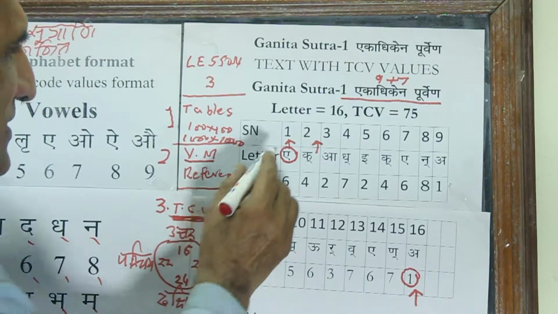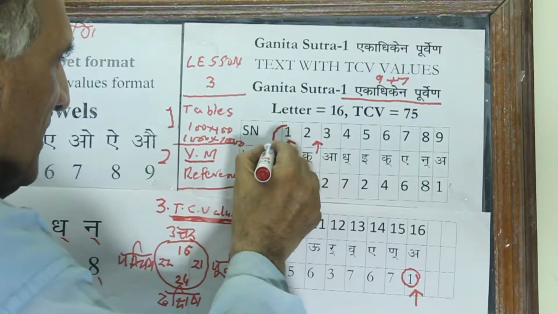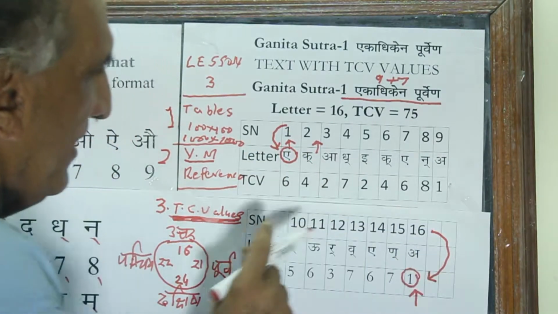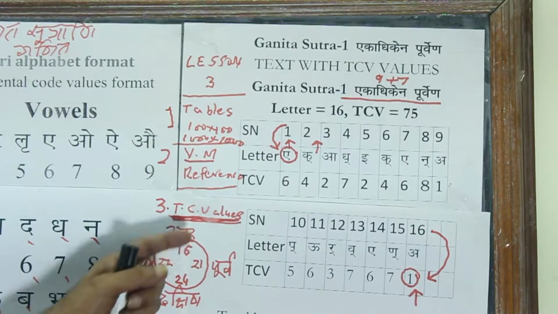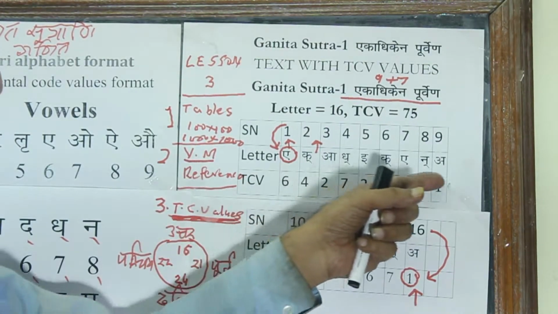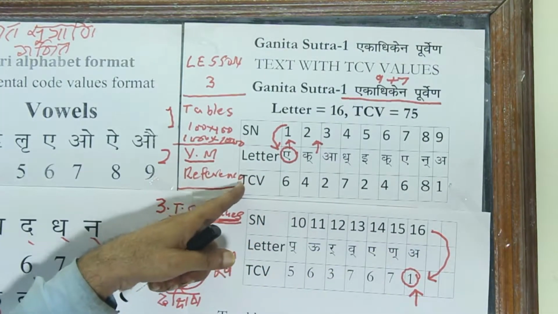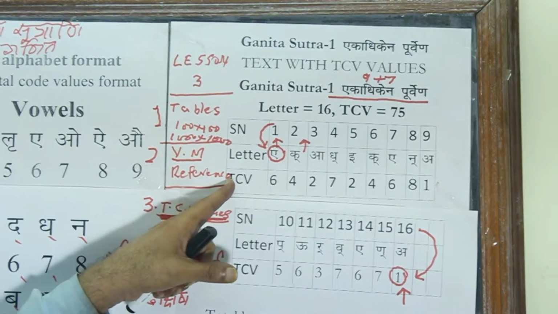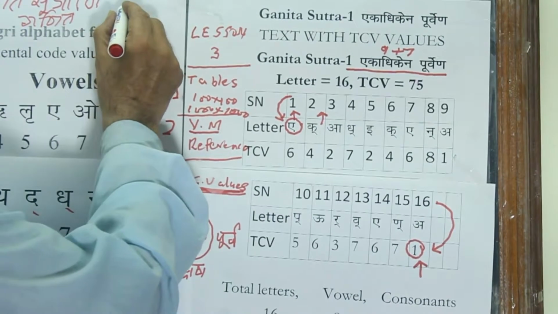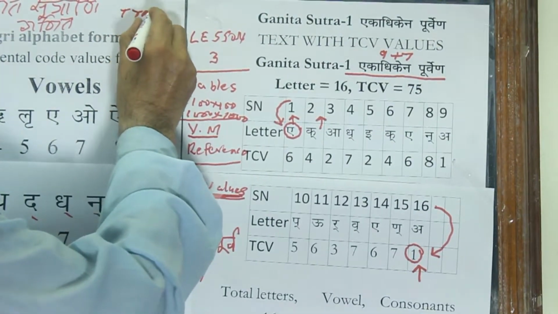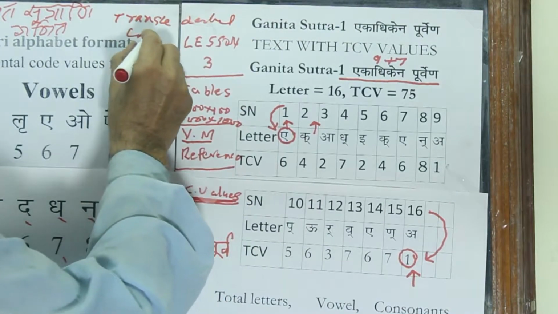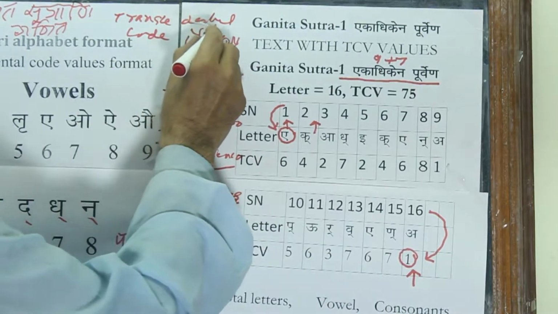Now, this first letter and the 16th letter: see here in this tabulation we have added another row, a third row, which we have written as TCV. This TCV full form is Transcendental Code Value. Transcendental Code Values.